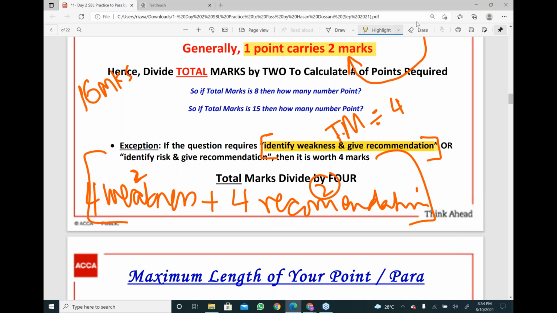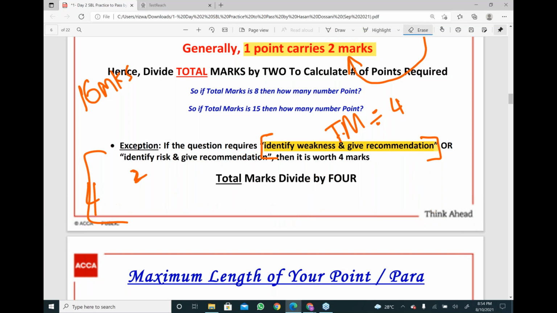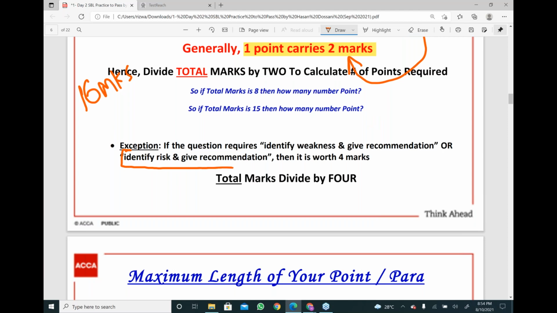Again, let me rub and tell you something else. There is another type of question, just like this one. Sometimes the examiner says, identify risks and give recommendation. So again, I feel that 2 marks is really less. So in such a question where we have been asked to identify risks and give recommendation, again, I will use 4 marks to decide the number of points. That's it. So if it is a normal question, I will follow 2 marks per point. But if it is a weakness recommendation question or a risk recommendation question, I will follow 4 marks per point. Very, very simple. It is very, very arithmetical.